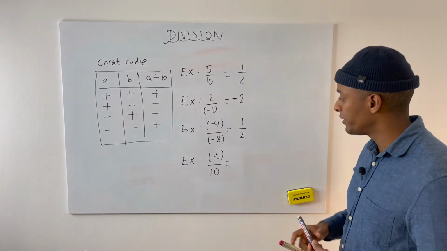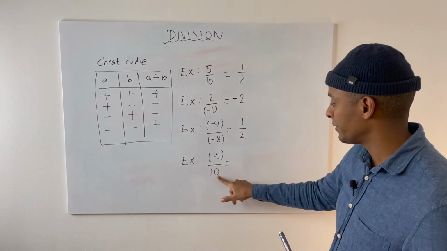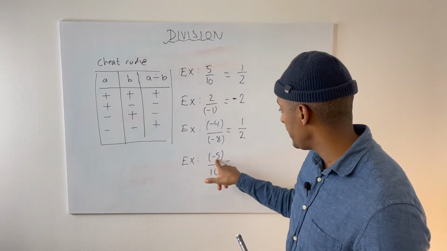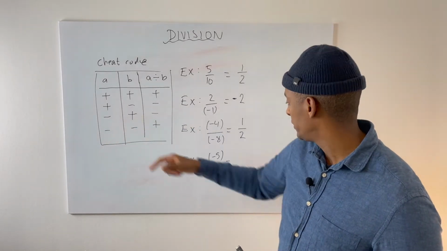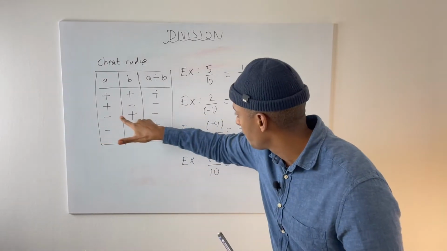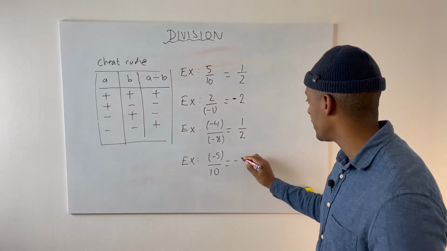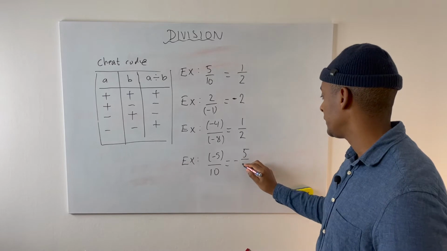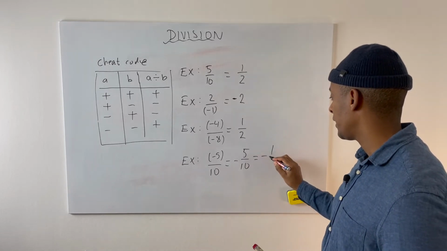Lastly, we have this one, which is minus 5 divided by 10. Here a is negative, b is a positive number, so the result should be a negative number. So we have minus 5 over 10, but this can be simplified to minus a half again.